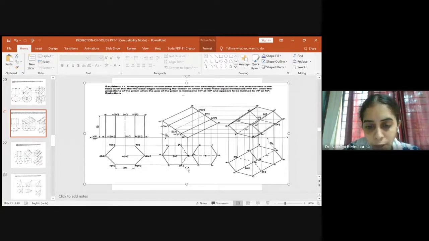The outer boundary you can join from b1 to c to b to a to f to e to f1, then f1 to e1, from e1 to d1, and from d1 to c1. So you now join the outer boundary, and then we have to think about which are the visible lines and which are the hidden lines.